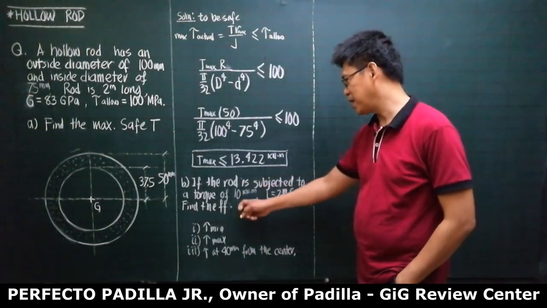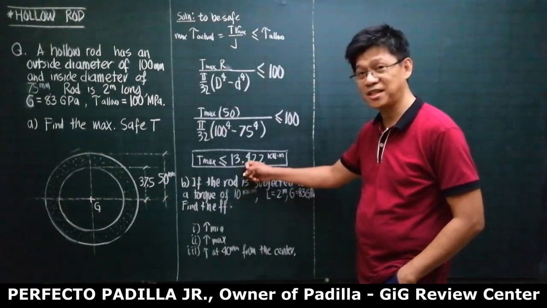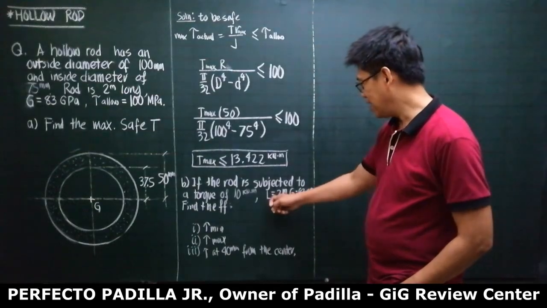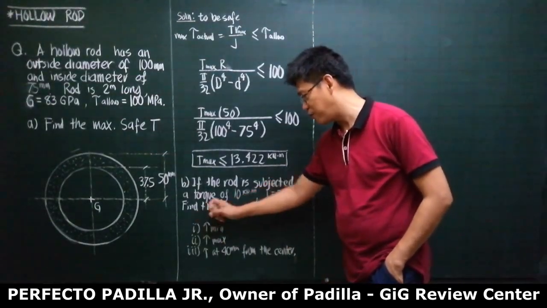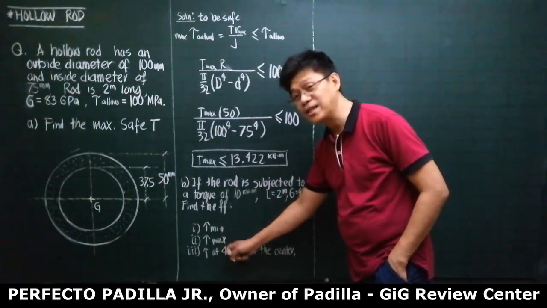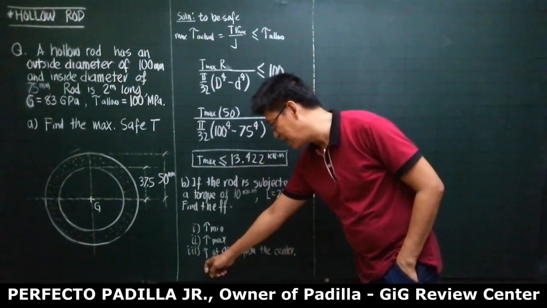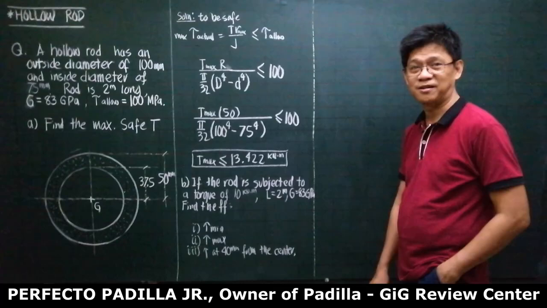If the rod is subjected to a torque of 10 kilonewton meter, that is less than this, L is 2 meters, G is 83 gigapascal, we are asked to find the minimum shearing stress, the maximum shearing stress, and the shearing stress at 40 mm from the center.